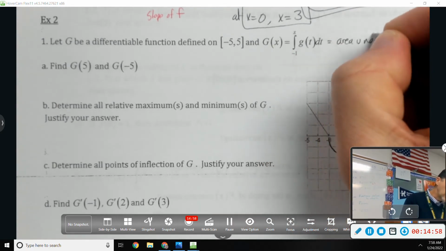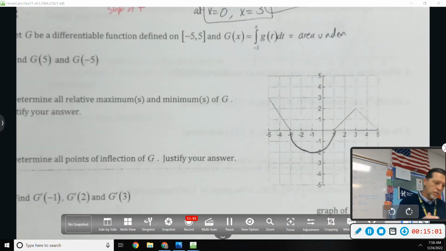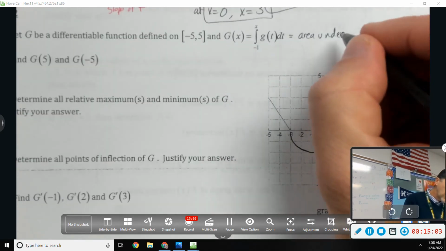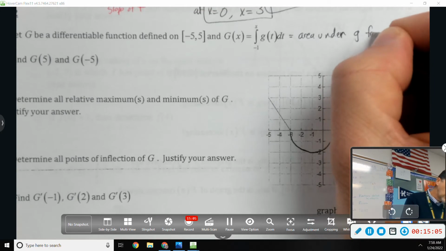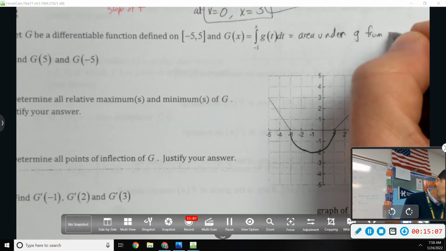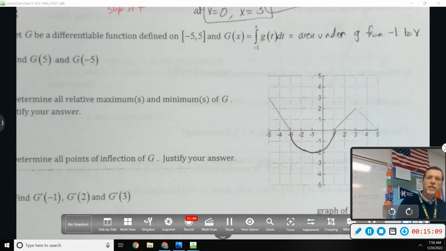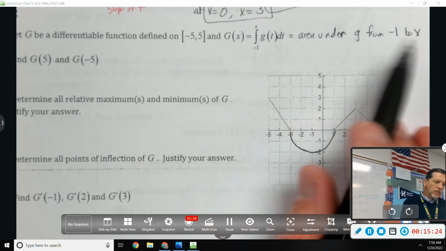So I'm going to write that out. I mean, that's what I'm thinking. I may as well put pen to it. Area under little g from -1 to x. Again, you don't have to write that out, but you need to think that. So for now, we're going to write it out. It forces us to slow down and think about things. So this one has a different starting point for area, but that's okay.